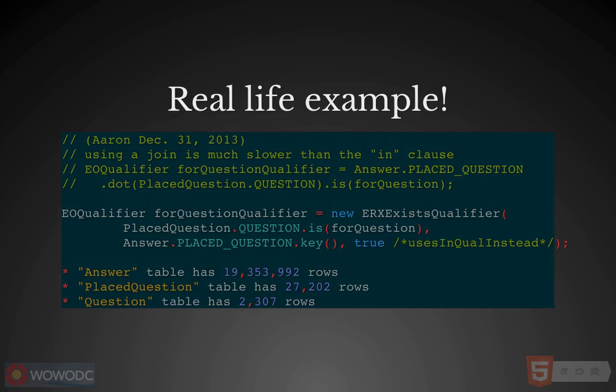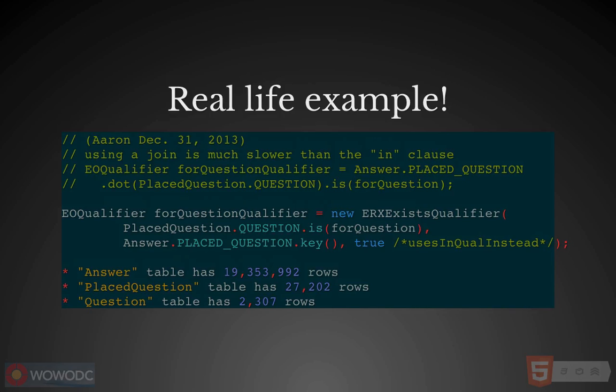So for a particular form, we have to have a placed question. So we have a placed question EO. And then when someone actually fills out the form, there's a real answer. So if I wanted to find all of the answers for first name, I would say answer.placeQuestion, placeQuestion.question is first name. And it worked. But look down at the 3 stars, asterisks at the bottom.